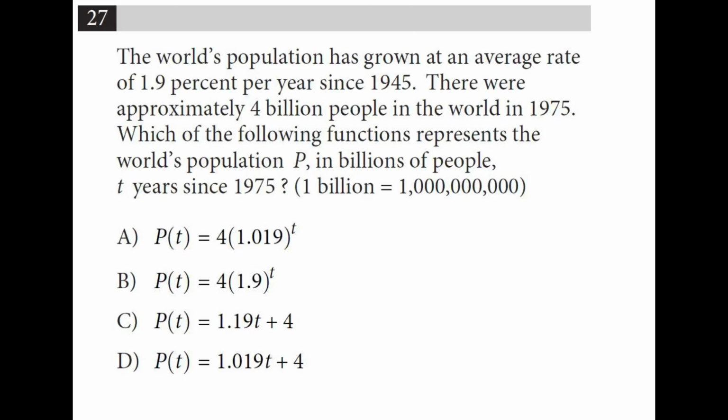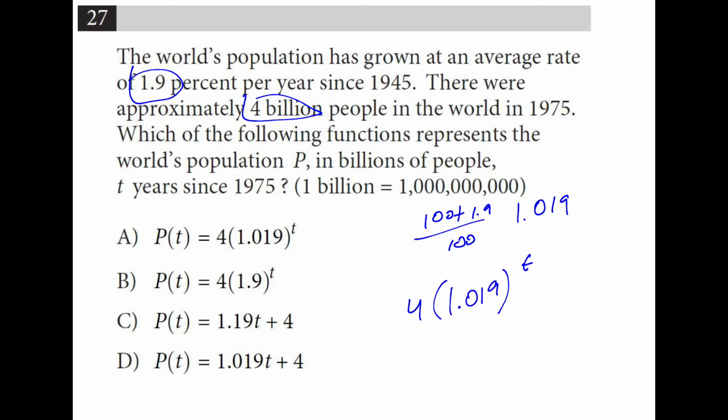The world's population has grown at an average rate of 1.9%, so that's 100 plus 1.9 divided by 100, or 1.019. There were 4 billion to start, so we'll do 4 times 1.019 to the power of t, which matches A.